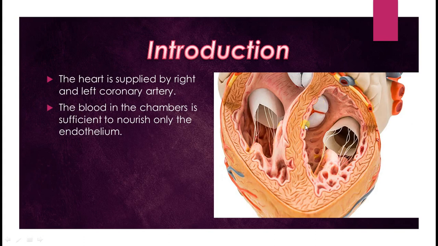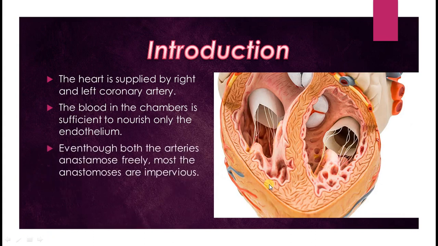So only this part alone can be nourished, but the thick musculature, that is the myocardium, definitely requires an exclusive blood supply for this tissue to be alive and to pump the blood effectively. Okay. Now, for this only, these two arteries, the right and left coronary arteries, are present.